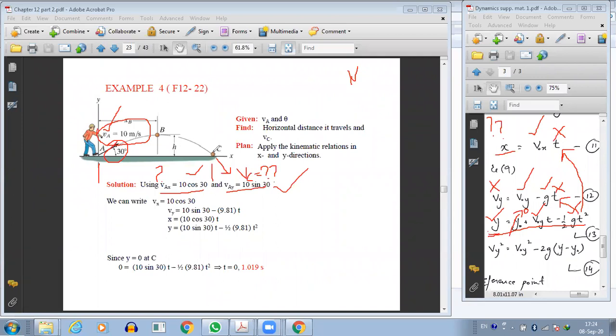In the x direction, the velocity will not change. Why? Because the acceleration is 0. So whatever the initial velocity in the x direction is the same as the final velocity in the x direction. So Vcx will be the same as Vax. Vcy you will get from here once you know the time. So you just substitute the values and you solve the problem. Actually, the problem is solved there. Do you understand the problem solution or not? Please open your mic if you don't understand.